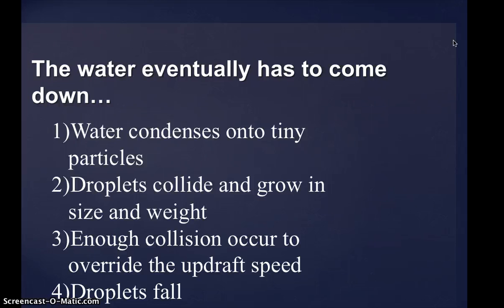Okay, so the water cannot stay in clouds forever. They eventually have to come down. So how does this happen? Well, the water is initially not heavy enough to fall. It's being held up by updrafts of wind and different air masses, and the droplets are not big enough or heavy enough to fall. So what happens is the droplets collide and grow in size and weight, until those droplets are large enough and heavy enough that they override the updraft, and then they will fall.